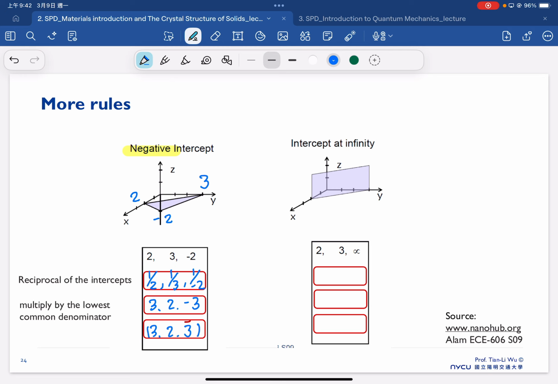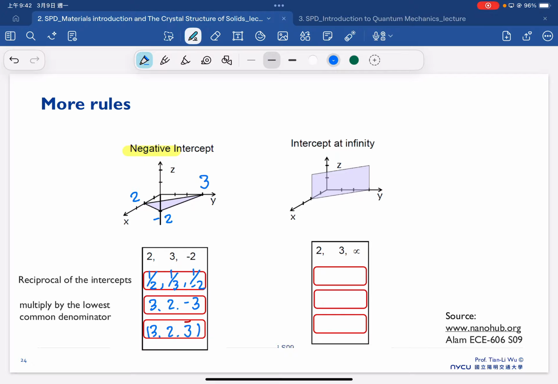That means in the future, if we find a Miller index with a hat on top of a certain number, it indicates a negative direction along that axis. Here, it's a negative direction along the z-axis. So that's one particular case, but it's very common to see a negative intercept along a particular axis.